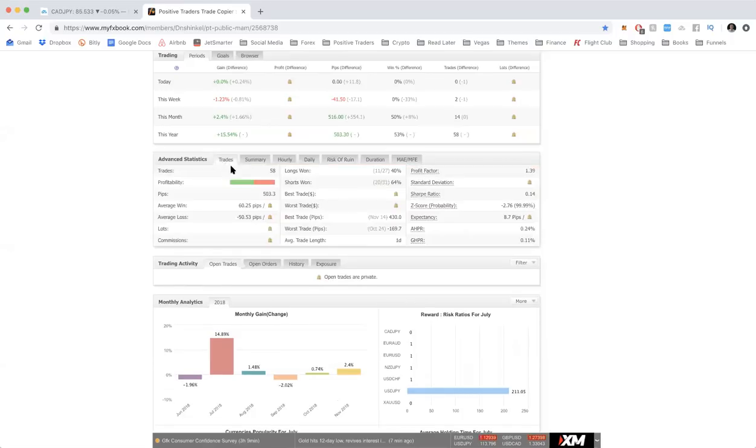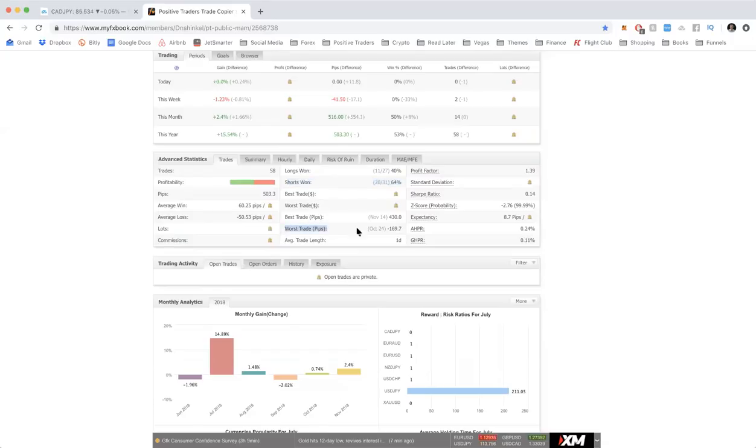Look at my win-loss, guys. 53% win rate, but I'm still profitable. It kind of says something, right? I've only won 40% of the longs I've taken, the buys. I've won 64% of the shorts I've taken. So it looks like I'm better at selling than I am at buying.